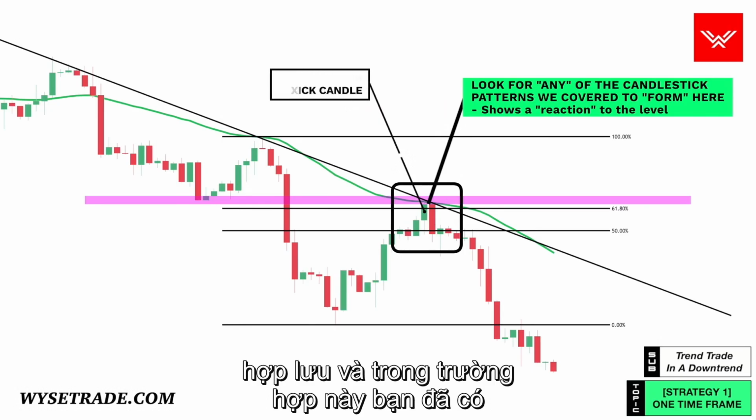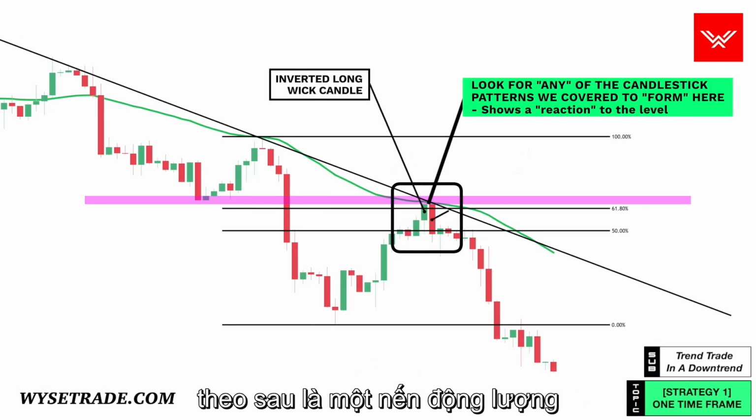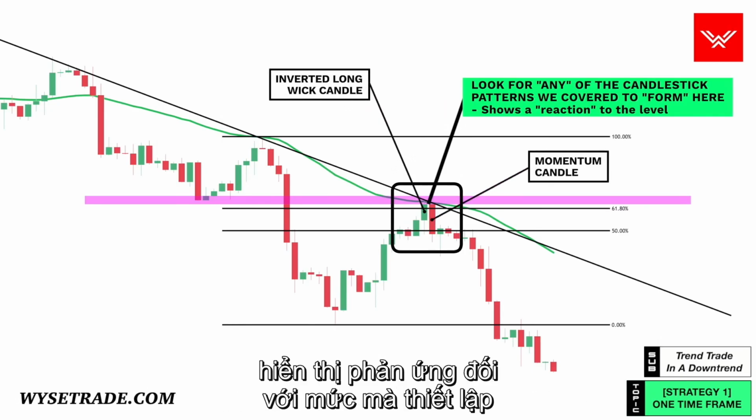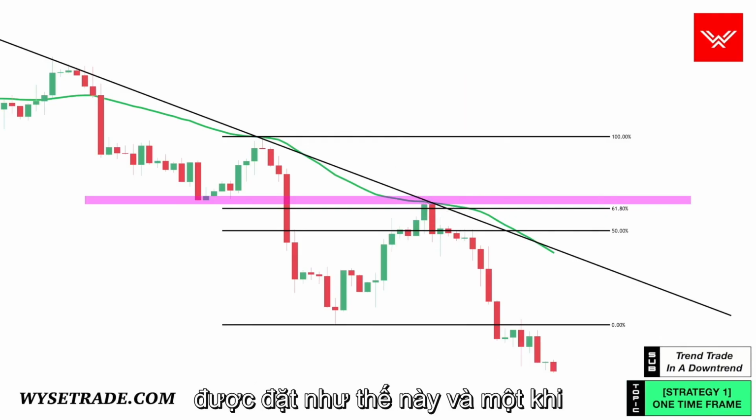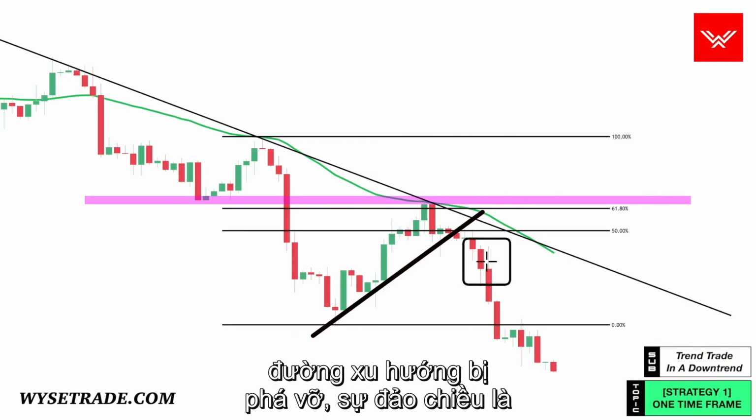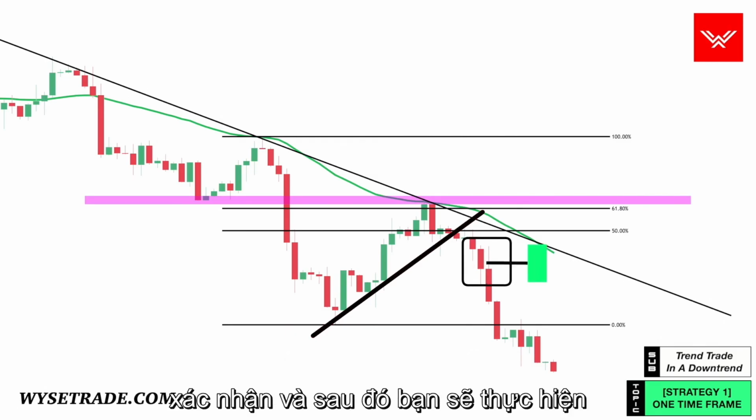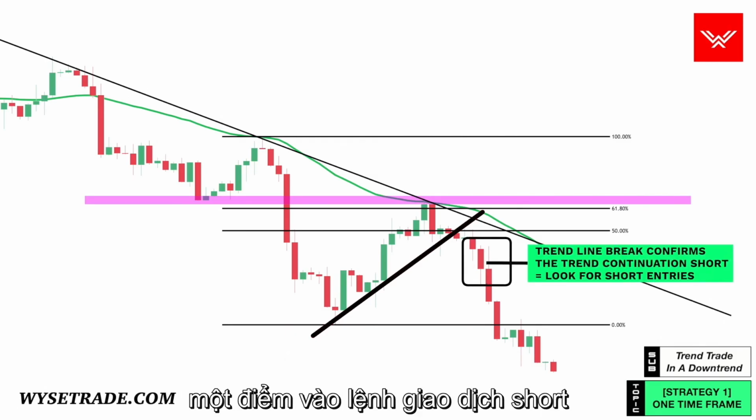And in this case, you had an inverted long wick candle form, followed by a momentum candle, which shows a reaction to the level. This setup here allowed for a trend line to be placed like this, and once the trend line broke, the reversal is confirmed, and you would then take a short trade entry.